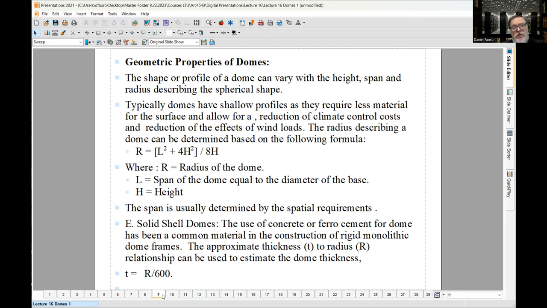A solid shell dome, those are the ones we're going to talk about now. These are the earliest forms. They're made of concrete or various forms of cement. Their approximate thickness ratio is lowercase t equals capital R divided by 600.